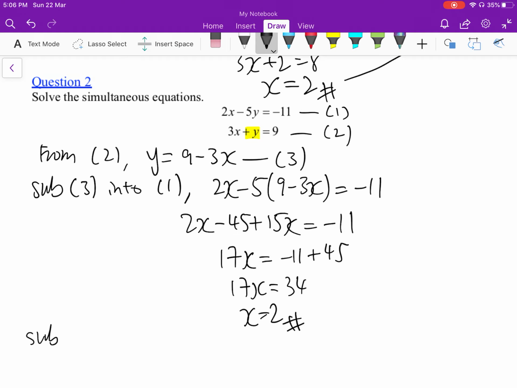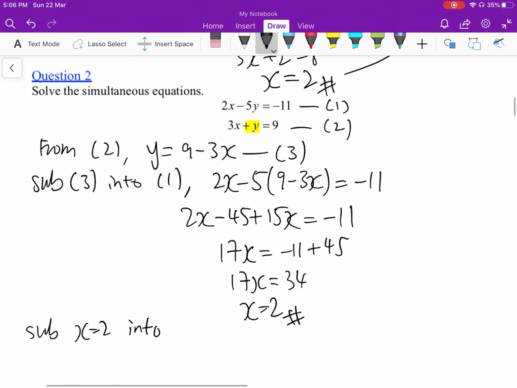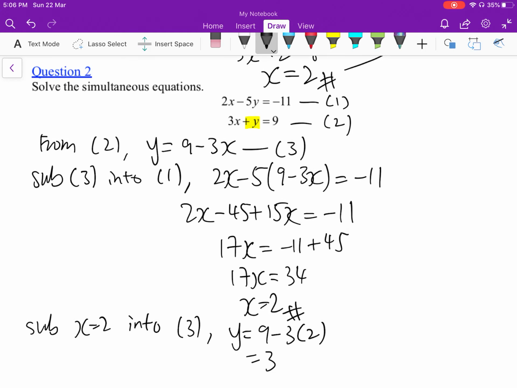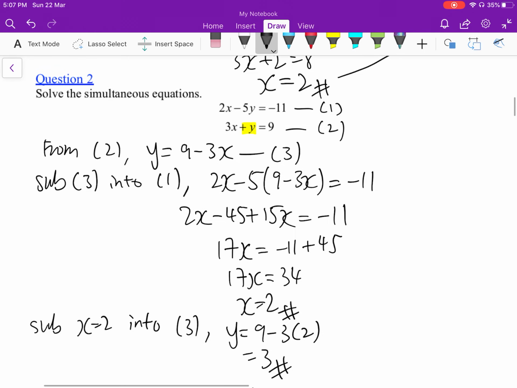To find your y, you sub x equals 2 into equation 1, 2, or 3. But because we want to find y, I just need to substitute into 3. I can find my y immediately. So 9 minus 3 bracket 2. Press your calculator, you get 3. So with that, x equals 2, y equals 3 is your solution.